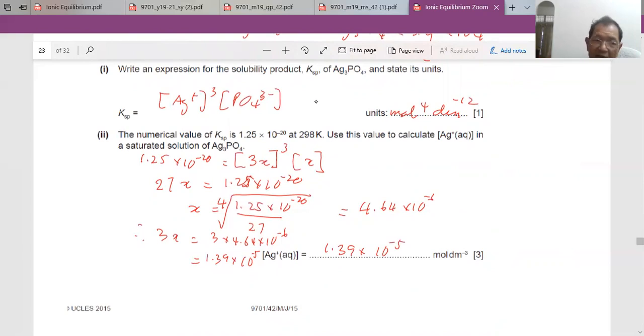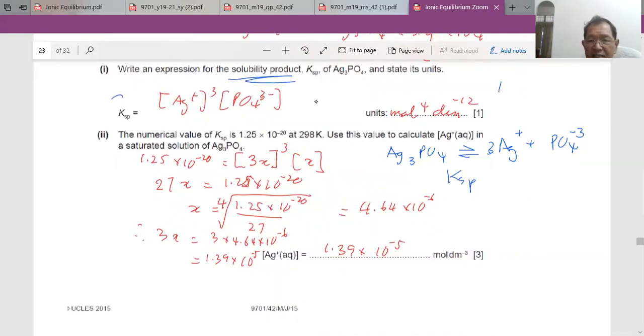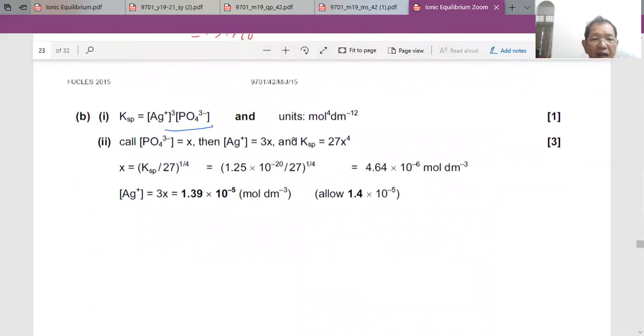Calculate the Ag plus concentration in a standard solution of silver phosphate, Ag3PO4. This will give you 3 Ag plus plus PO4 3 minus. So what's the Ksp? Ask for the expression: Ag plus to the power 3 and phosphate 3 minus to the power 1. Units: power of 4 times minus 3 is minus 12.